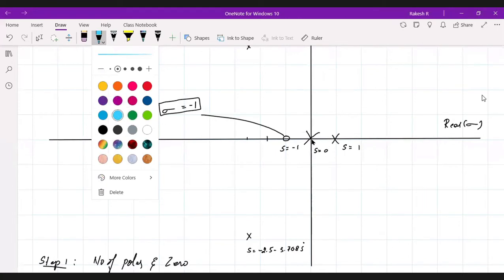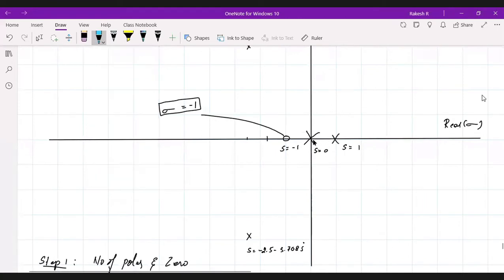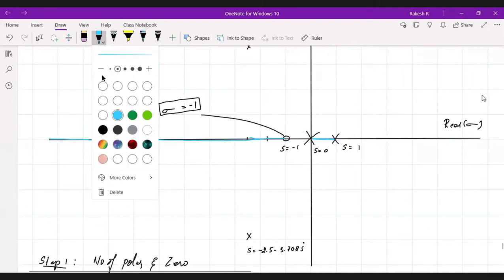See here what we have. We have the root locus present in between these two. So we got, in between 0 and -1, the root locus, and between -1 and -infinity, we have the root locus here. This is what we got from this.